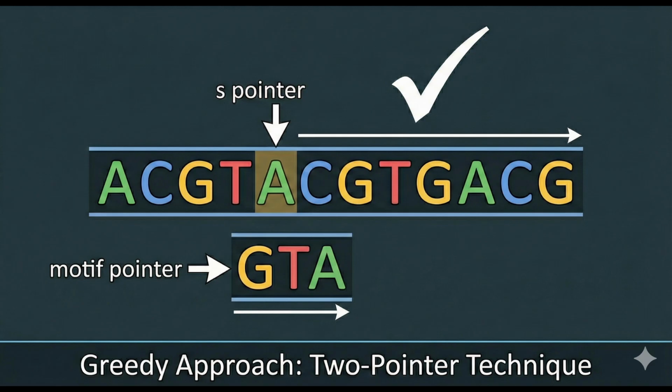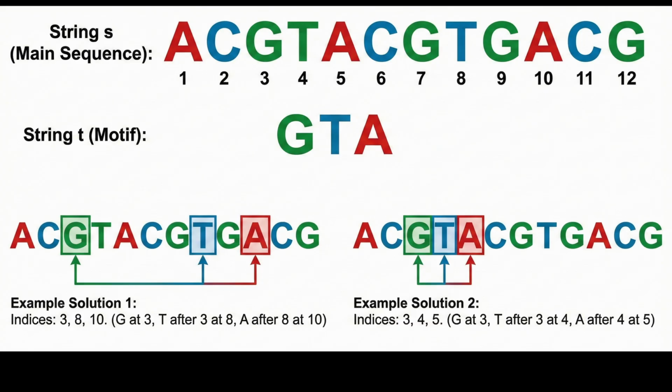First, we find the G. It appears at index 3. Next, we need a T, but it must be after that G. We find it at index 8. Finally, we need the A appearing after the T. There it is at index 10. Our output is 3, 8, and 10. Note that Rosalind uses 1 based indexing, so we count starting from 1, not 0.